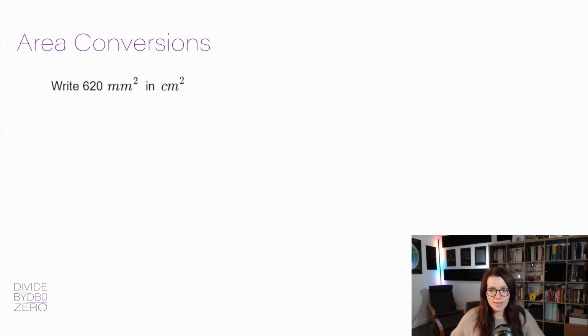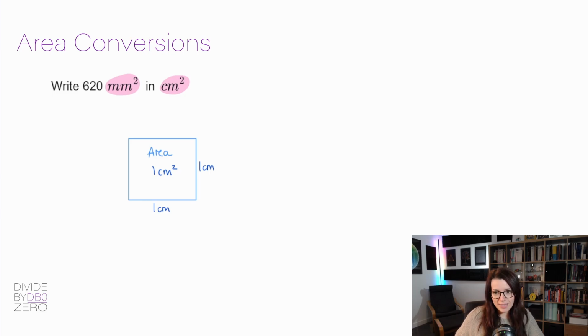So again, we're thinking about areas here, and the units are millimeters squared and centimeters squared. So we can draw ourselves another square, and I always put the bigger unit first. So the bigger unit in this case is centimeters. 1 centimeter by 1 centimeter. It means the area in centimeters squared would just be 1 centimeter squared. Then think about what centimeters are in millimeters. That's 10 millimeters for every 1 centimeter. So the area in millimeters squared would be 10 times 10 or 100 millimeters squared.